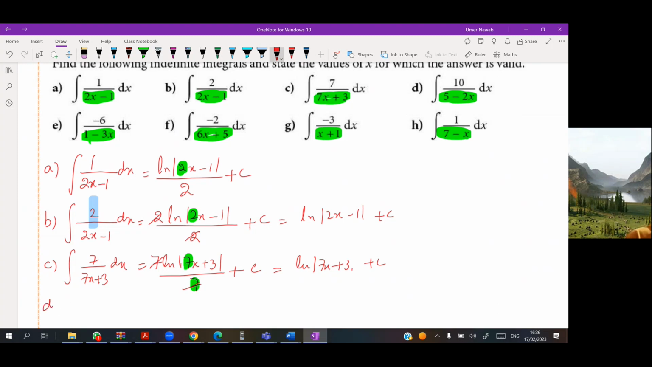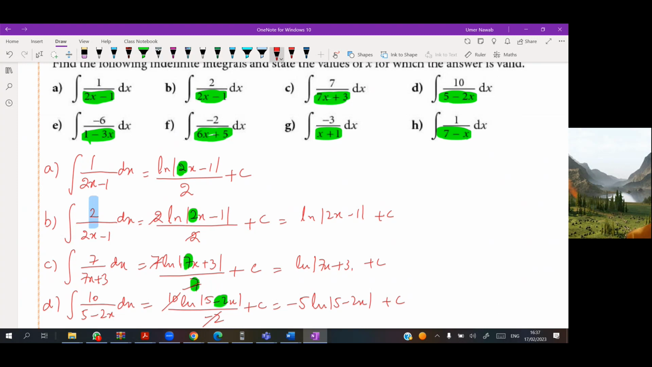If you go to the d part, integration of 10 over 5 minus 2x. Now 10 will stay. ln of, we confirm the denominator is linear, 5 minus 2x. Here the coefficient of x is minus 2. I need to divide by minus 2. Now minus 2 cancels with 10. That gives you minus 5 ln of 5 minus 2x plus c.